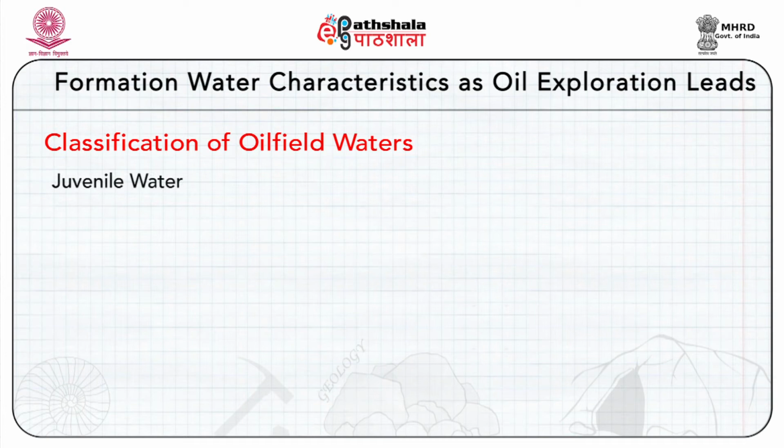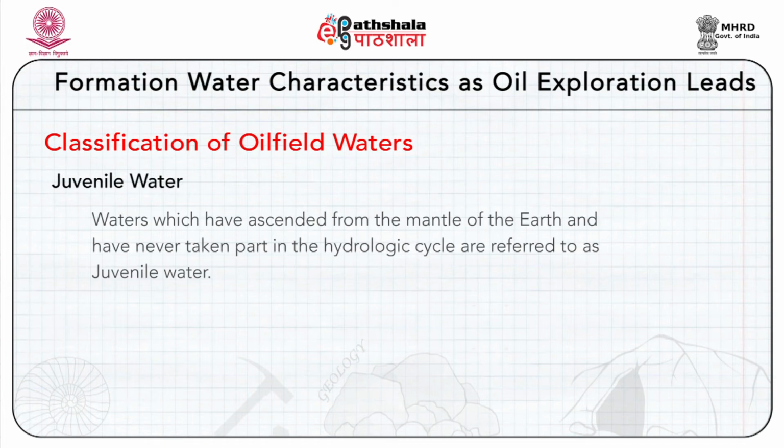Now, what do we call the juvenile water? Waters that have ascended from the mantle to the earth and have never taken part in the hydrologic cycle are referred to as juvenile water. However, juvenile waters are hard to identify, as most waters escaping from volcanoes are groundwaters which are vaporized by the hot lava. Water from hot springs and geysers is not juvenile water, but meteoric water which on percolation through fractures got heated up at high temperature or depth; it is also sometimes referred to as juvenile water.